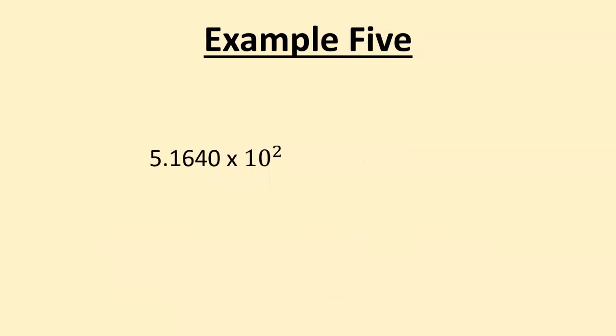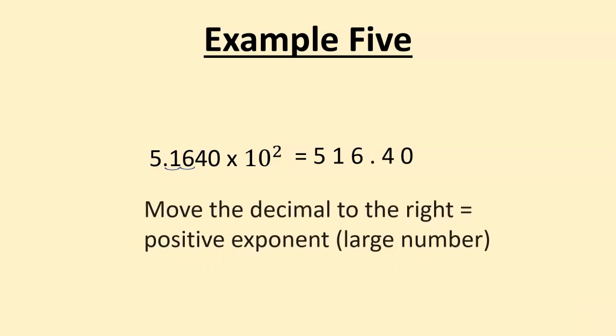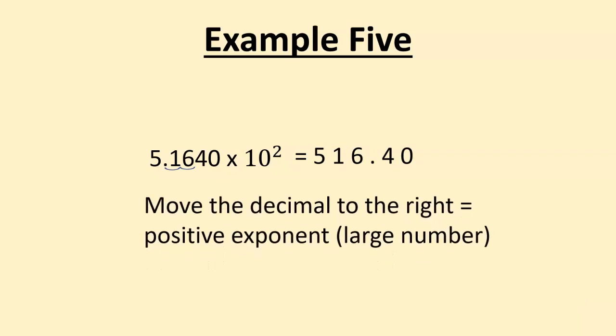And you got it. We're going to do one more. 5.1640 times 10 to the second. That means we're moving that decimal 2 places over to the right, and our final answer is 516.40. Again, we move that decimal to the right 2 spaces because that exponent is a positive 2, and that means our final answer is going to be a large number.